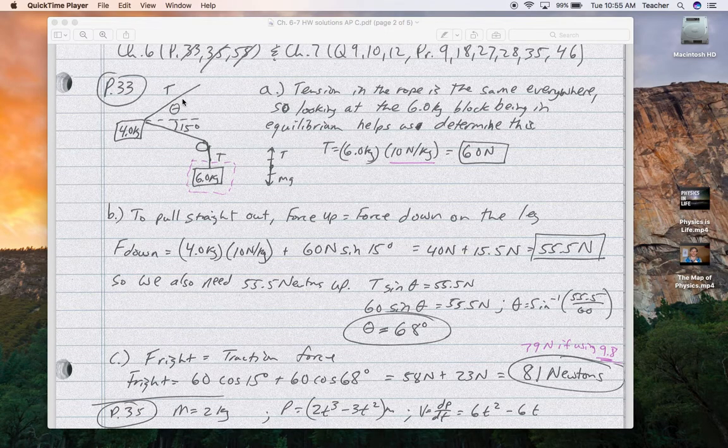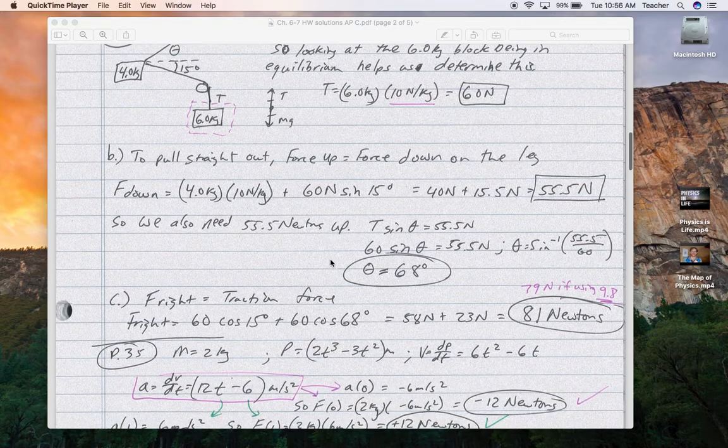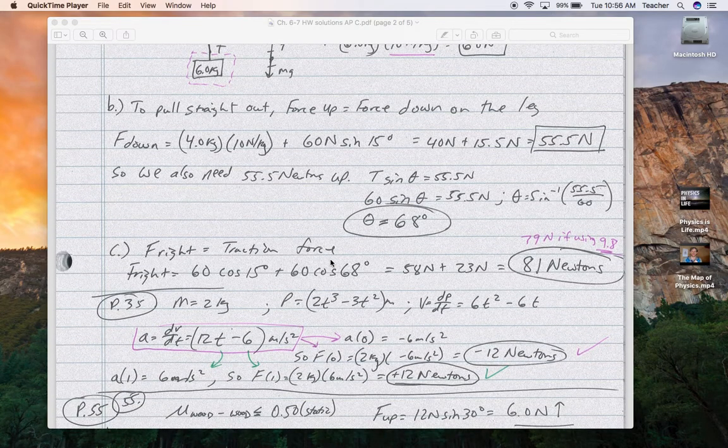So I didn't draw this very well. It should be much more vertical. For part C, to find the tension or the traction force, that's simply the horizontal components of these things. So if I know that this is 60 newtons and that's 60 newtons, simply 60 newtons times the cosine of this angle, which was 68 degrees, plus 60 newtons times the cosine of this angle, which is 15 degrees, and that will give me my traction force. And that was around 81 newtons.